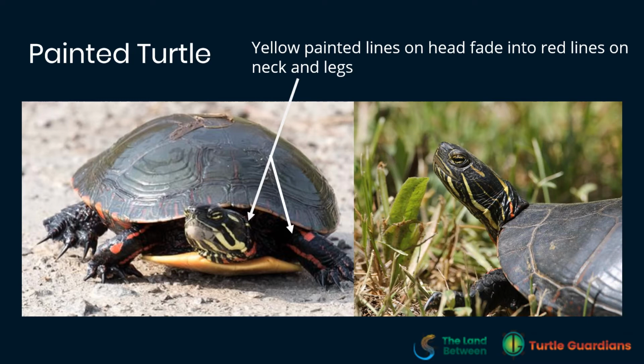His shell is smooth and black or dark olive green, and he is a medium-sized turtle. He's also the most common turtle that you're going to find in Ontario, so chances are if you see a turtle basking in a wetland, it's probably a painted turtle. They are habitat generalists, which means that they can adapt to most wetlands and water bodies. They are not picky, whereas you'll see some of our other turtle species require more specific habitats.